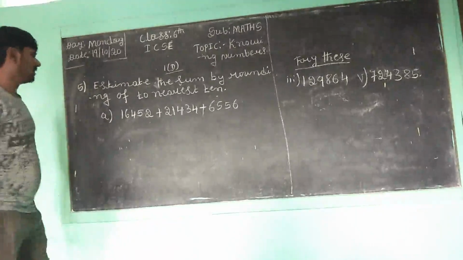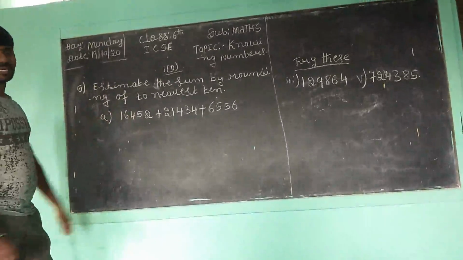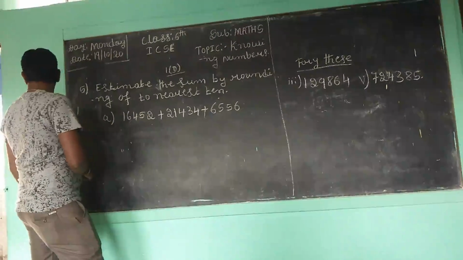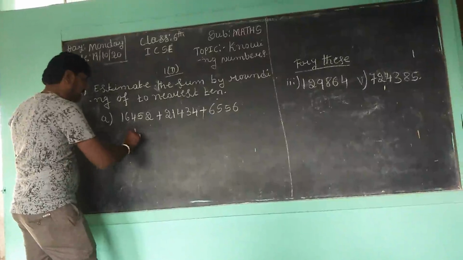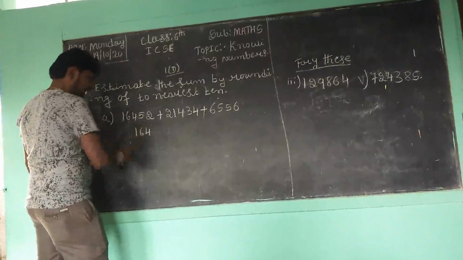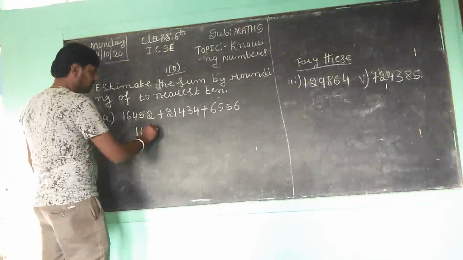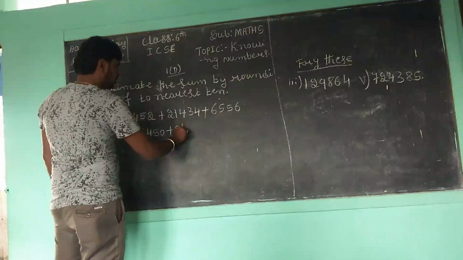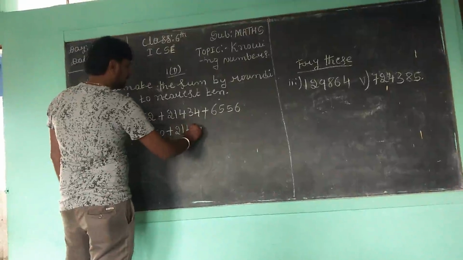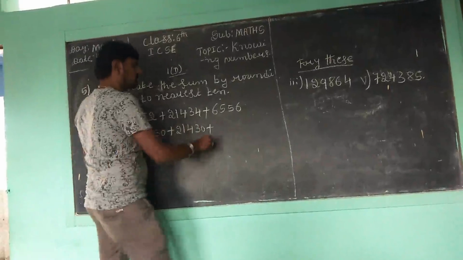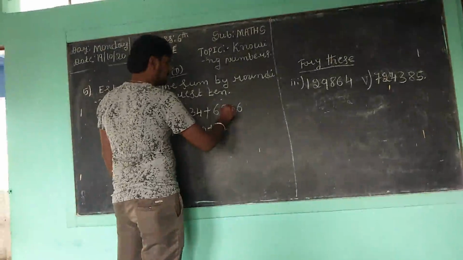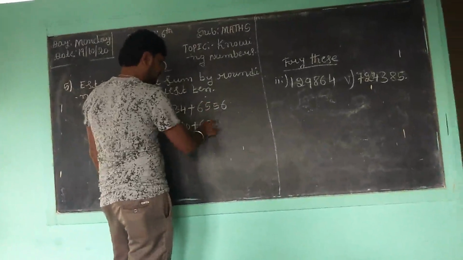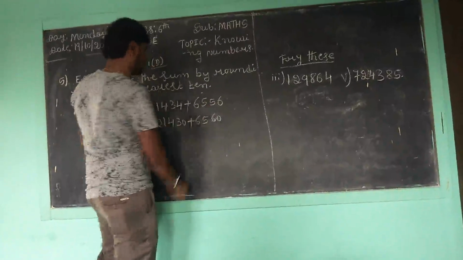Here see, children, how we can consider. 16,452 is there. So how can we write it? There is a very nearest number. So 16,450 you want to take, children. 16,450, nearest 10, and here also 21,430 plus here also 6,550 or then also 60, because 56 is very nearest to 60, children.